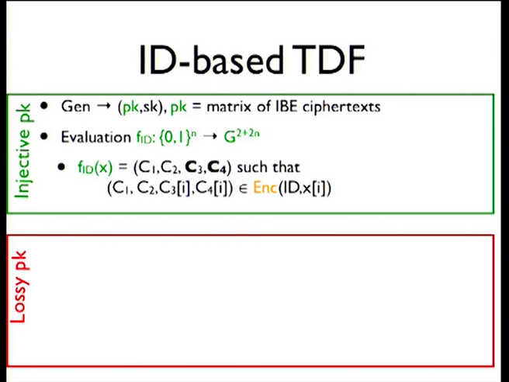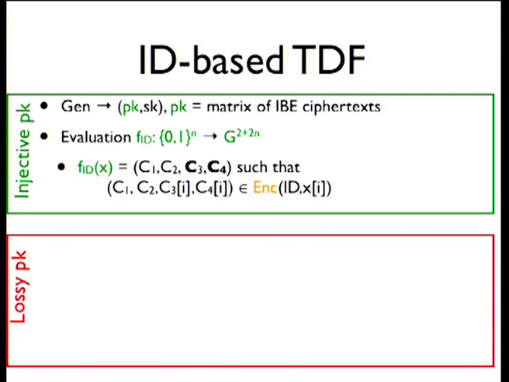Evaluating this lossy trapdoor function on an identity ID is a function that maps bit strings into a bunch of group elements. I'm not going to go into details, just the intuition: it outputs C1 and C2, and C3 and C4 are vectors such that C1, C2, together with the ith component of C3 and the ith component of C4, is a valid encryption under the underlying anonymous IBE scheme, under the identity ID, and encrypts the ith bit of the input x. The way you do it is you multiply things together in a linear way, and then the exponent things cancel out or not, and this is the way it works.